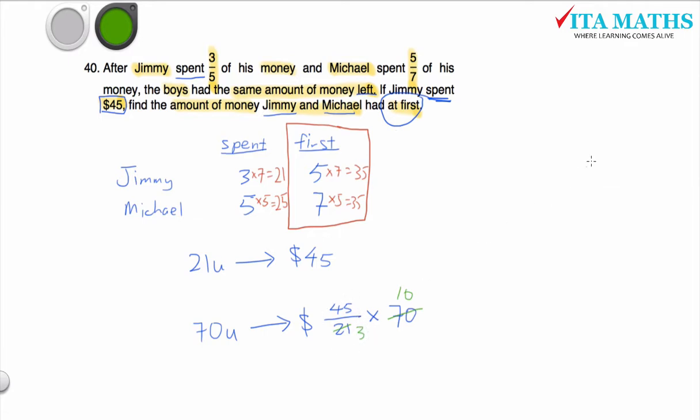Let's take a look at 45 and 3. Can you divide 45 by 3? Let's try it out here. 45 divided by 3, what do I get? 1, 3 minus 15. Looks like we can do it, which is 15. So you divide this by 3, you get 15. Divide by 3, you get 1. And eventually multiply these two together, 15 times 10, which equals 150. This will be your answer for how much Jimmy and Michael had at first, because what they had at first is 35 and 35 units.